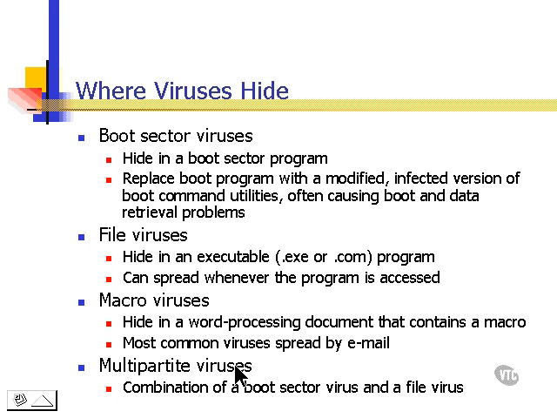The type of damage that a virus can do has a lot to do with where it hides. A boot sector virus hides in the boot sector program, and it can replace the boot program with a modified, infected version of boot command utilities, which can cause boot and data retrieval problems. File viruses hide in an executable program like an EXE or a COM program, and they spread whenever that program is accessed.